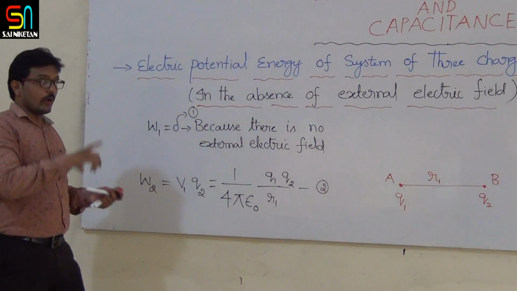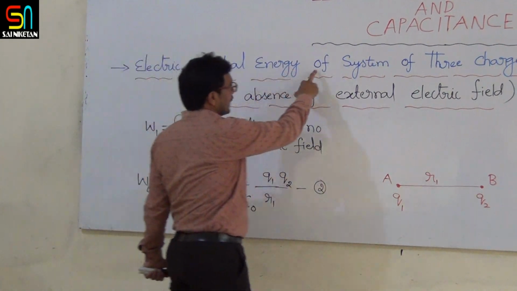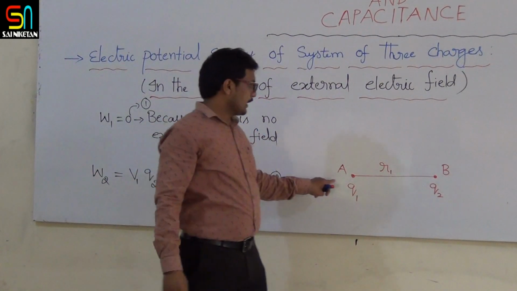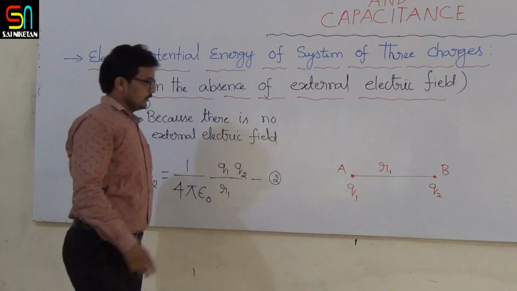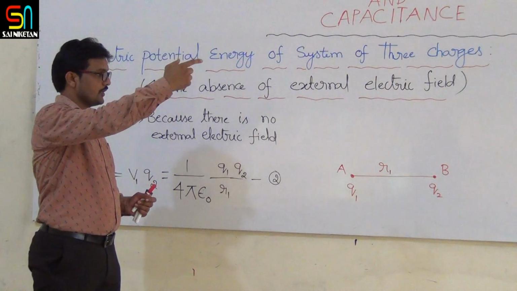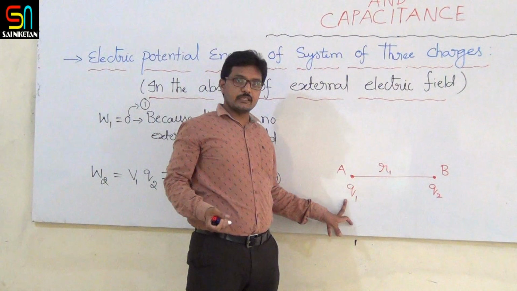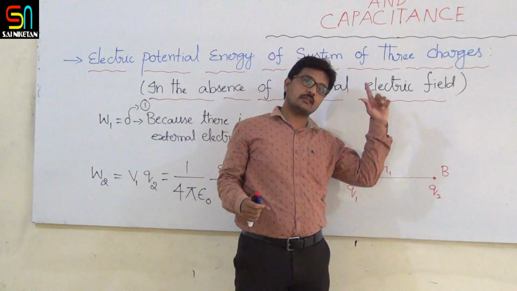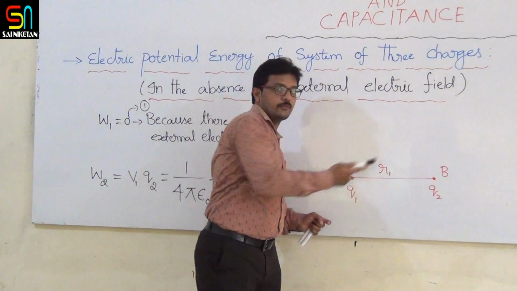Now we are going to bring one more charge. Here you see the electric potential energy of a system of 3 charges. So two charges we assembled and one more charge we want to bring. When we are bringing the third charge into the field, the field produced by the charge Q1 and the field produced by the charge Q2 will affect the third charge. So we need to do work against these fields.